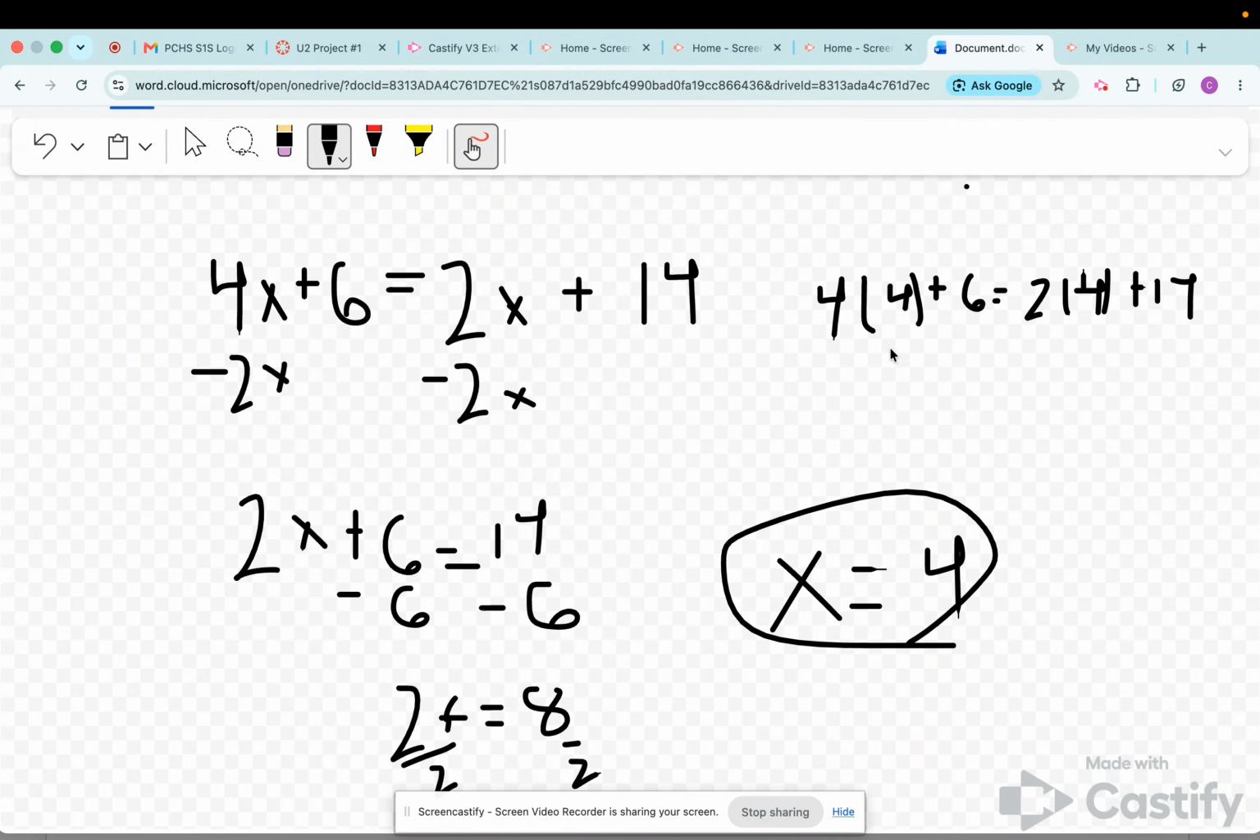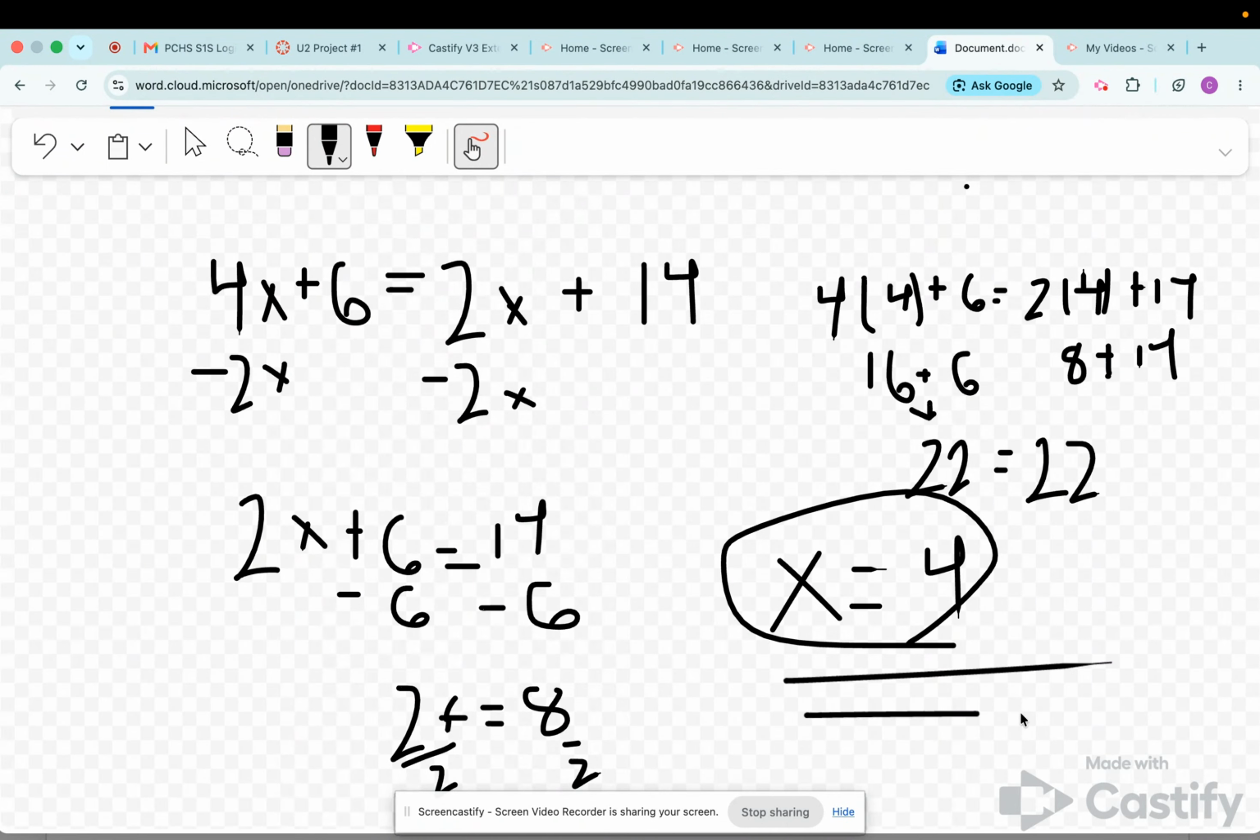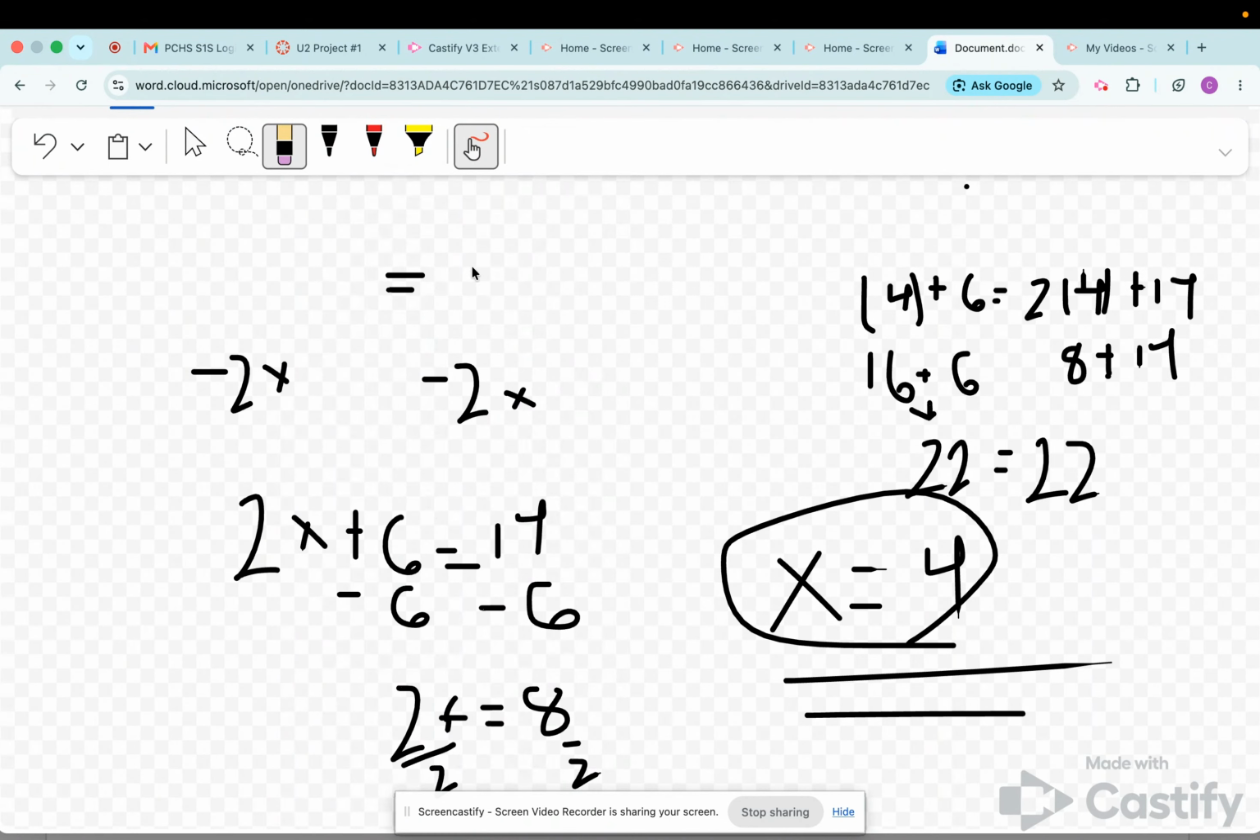The solution of this, 4 times 4, is 16, plus 6 gives us 22. And the other side, 2 times 4 gives us 8, plus 14 also gives us 22. So then we know our answer of 4 is correct. Let's do a third example, just to solidify it.